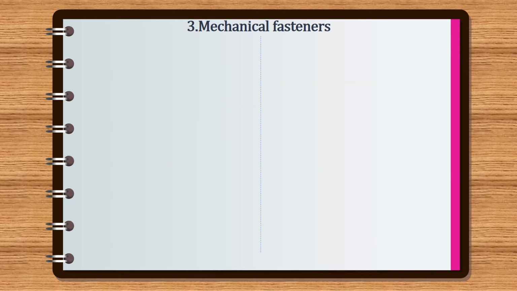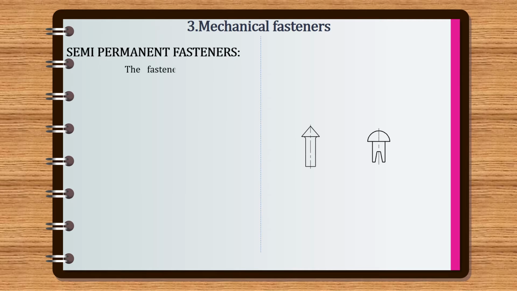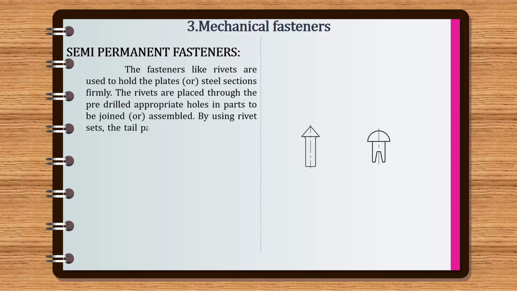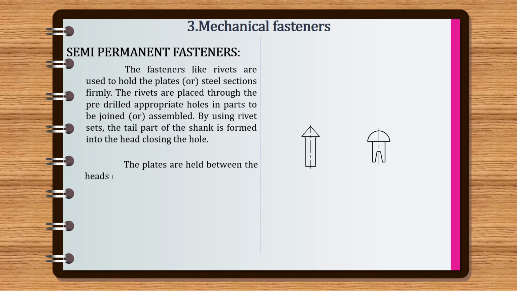The second type is semi-permanent fasteners. Fasteners like rivets are used to hold plates or steel sections firmly. The rivets are placed through appropriate pre-drilled holes in the parts to be joined or assembled. By using rivet sets, the tail part of the shank is formed into a head, closing the hole. The plates are held between the heads on cooling.